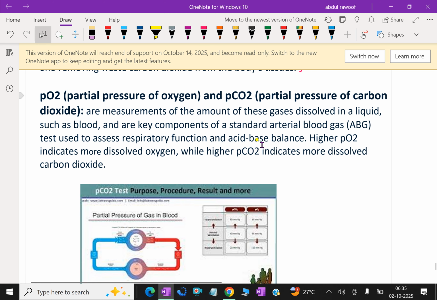PO2: what is PO2? Partial pressure of oxygen, and PCO2 is partial pressure of carbon dioxide. They are measurements of the amount of these gases dissolved in a liquid, such as blood, and are key components of the standard arterial blood gas ABG test used to assess respiratory function and acid-base balance. Higher PO2 indicates more dissolved oxygen, while higher PCO2 indicates more dissolved carbon dioxide.